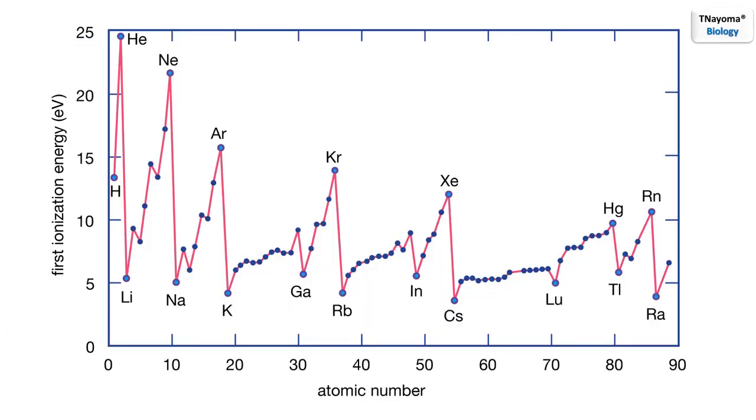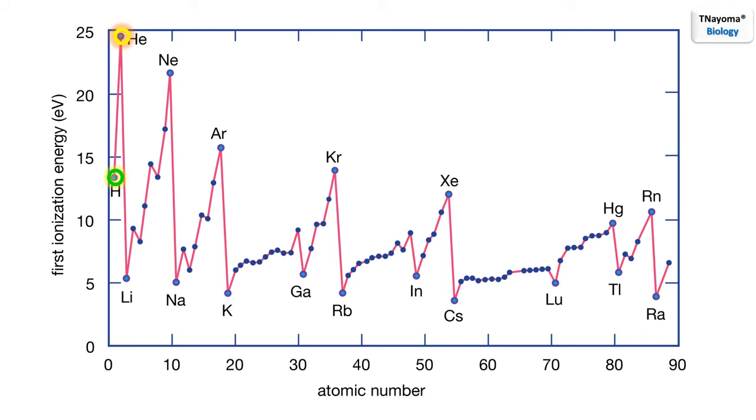So this is a graph drawn with the actually measured ionization energies. This was drawn against the atomic number, as you can see. Let's say hydrogen, the first atom. The energy needed for it is around 13.5 electron volts. Electron volts is a measuring unit. After that, when you go to helium, it is almost double the energy, around 25 electron volts.